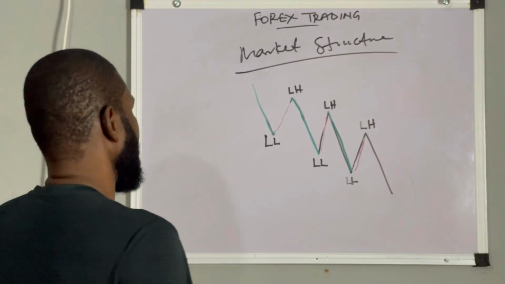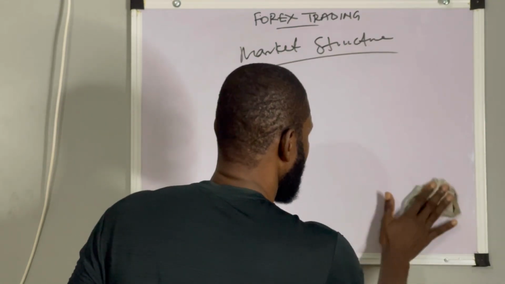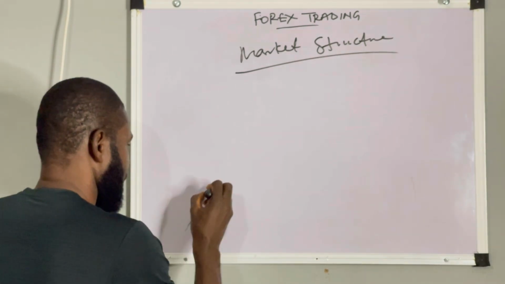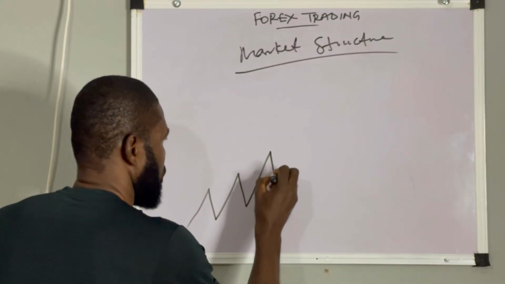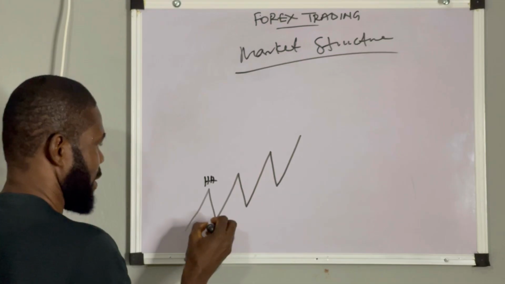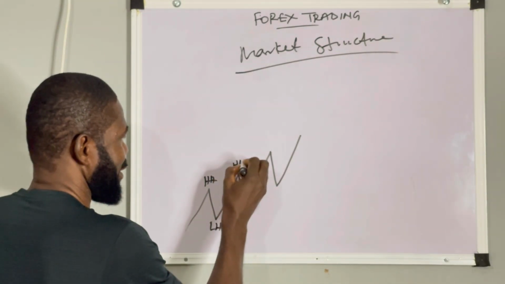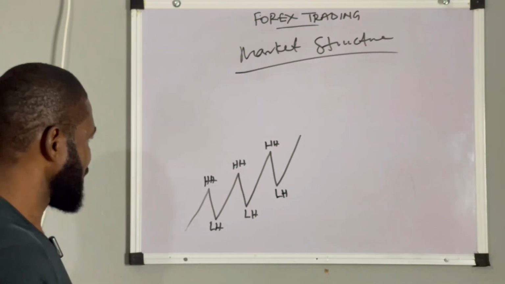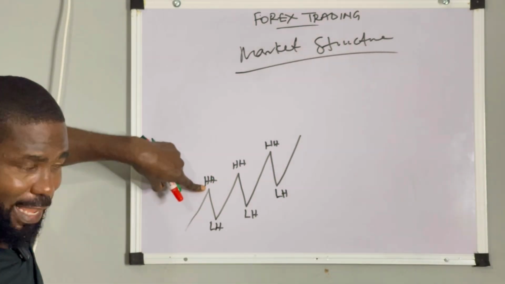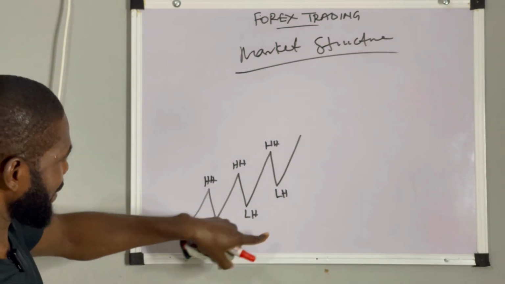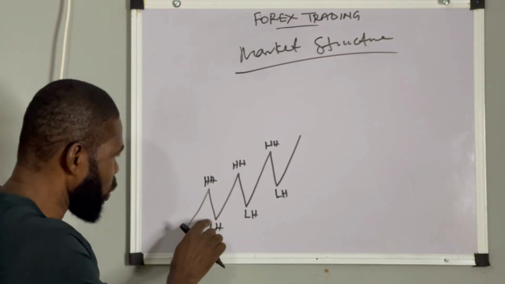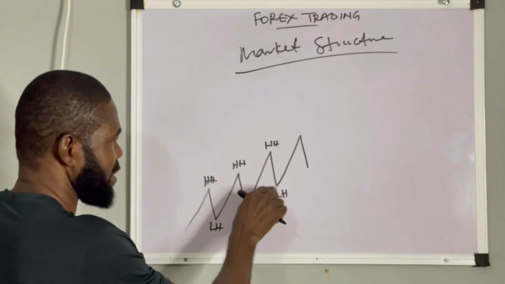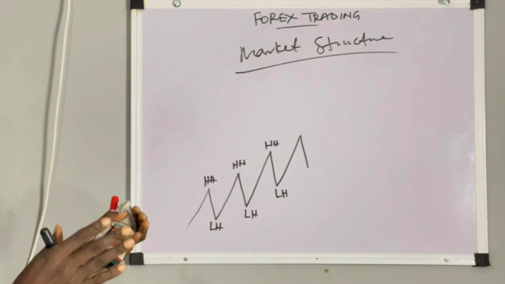Now, another thing you have to know about market structure is this. A market can be going uptrend like this. You see, this is higher high, lower high, higher high, lower high, higher high, lower high. You see, this higher high is higher than this higher high. This one is higher than this. But for this lower high, this one is higher than this. So this one is lower than this. So after retracement, the next one is supposed to be lower than this, for the uptrend to continue.